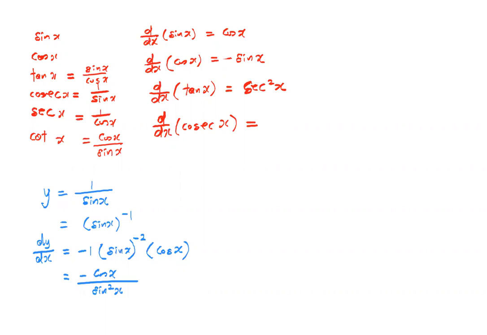So it will be negative cotangent x times cosec x. Yep. So 1 over cos is sec. So this is 1 over cos x. So do the same thing.